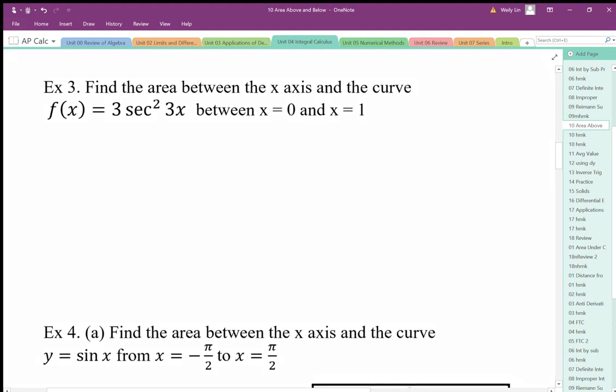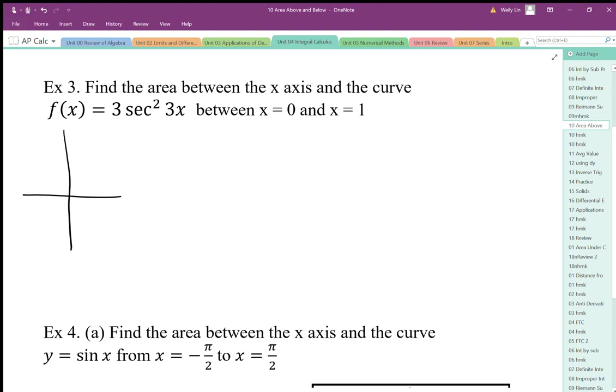So this question is slightly different. It's asking for the area between the x-axis and the curve. So what does this area look like? It's between -1 and 1. So what does 3 secant squared 3x look like?